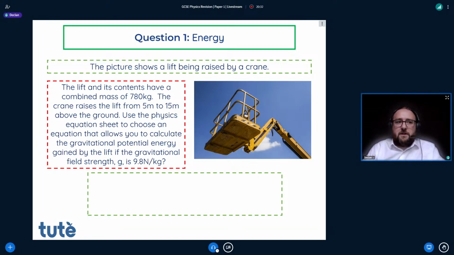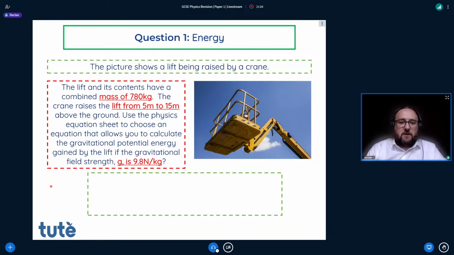Our next question. We're still looking at this same crane. We've got a lift and its contents that have a combined mass of 780 kilograms. The crane raises the lift from 5 meters to 15 meters above the ground. Use the physics equation sheet to choose the equation that allows you to calculate the gravitational potential energy gained by the lift if the gravitational field strength is 9.8 newtons per kilogram. So my first thing that I would do when I see this question is underline any important information.